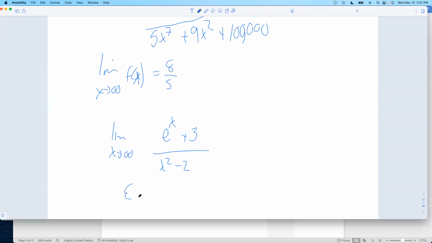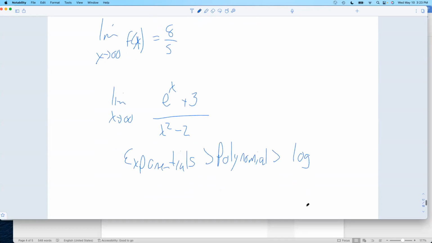Exponentials will beat any kind of polynomial, which will beat any kind of log function. So when it comes to dominating behavior, exponentials win. This limit, that top is going to infinity much faster than the bottom is. This limit will be infinity.